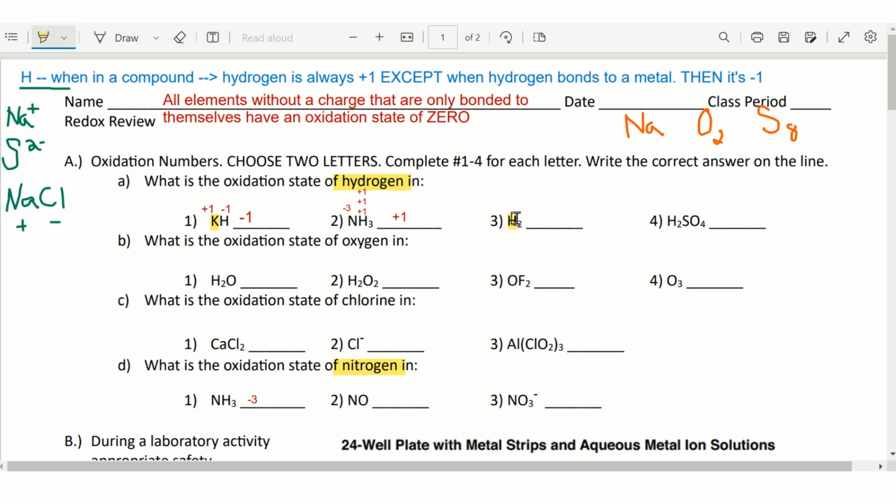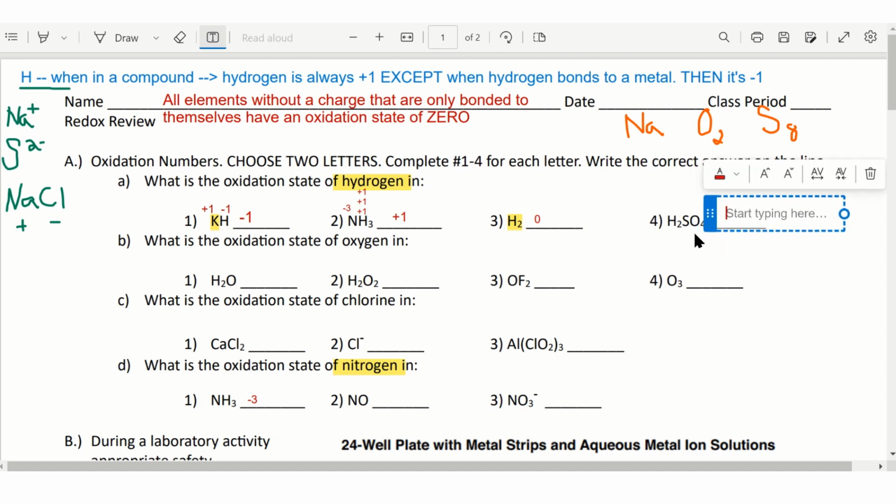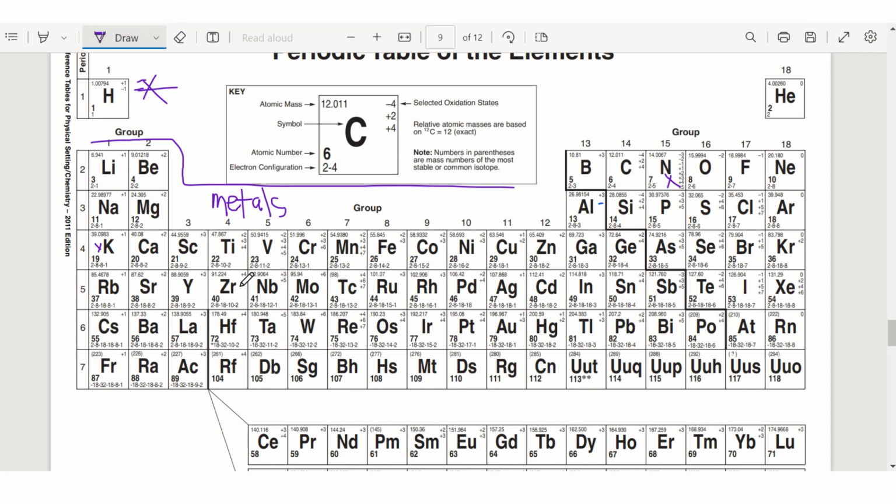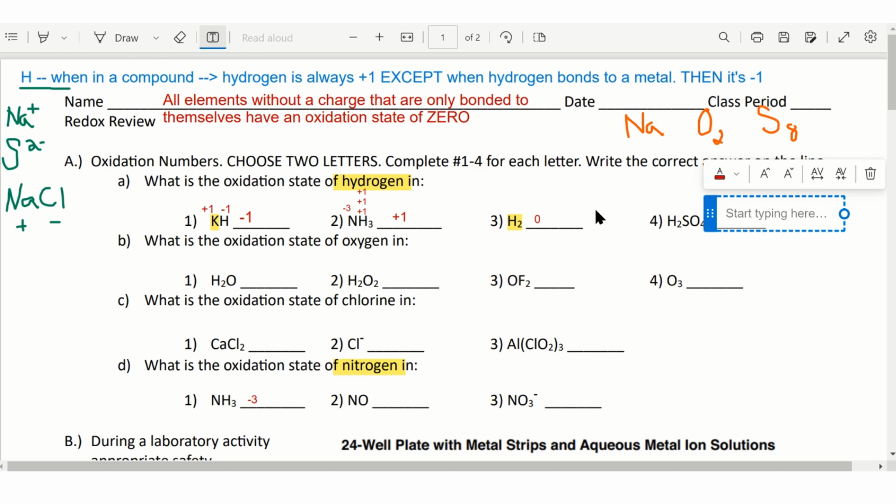So I have H2. Do I see a charge? No, I do not. So what is the oxidation state? Do you remember when it's an element only bonded to itself? No charge, 0. All right, so let's look at this one, okay? I have hydrogen. Check. Is it just hydrogen bonded to one metal? No, it is not. So what is its oxidation state? +1.